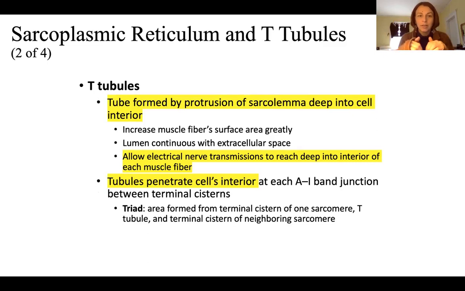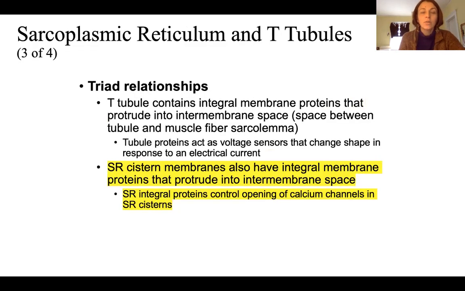The T-tubules form protrusions deep into the cell interior. They have these functions of increasing the surface area, and they also allow electrical nerve transmission to reach deep into the interior of each muscle fiber. The tubules penetrate the cell's interior at the specific location, which is the A-I band junction, and this forms part of the triad, which is the terminal cistern of one sarcomere, a T-tubule, and the terminal cistern of a neighboring sarcomere. So this is specifically what the relationship is.